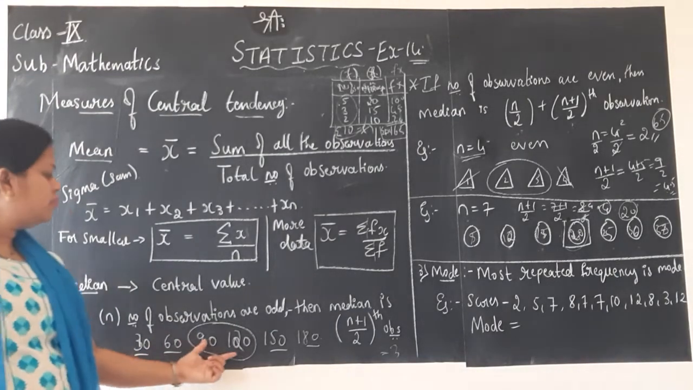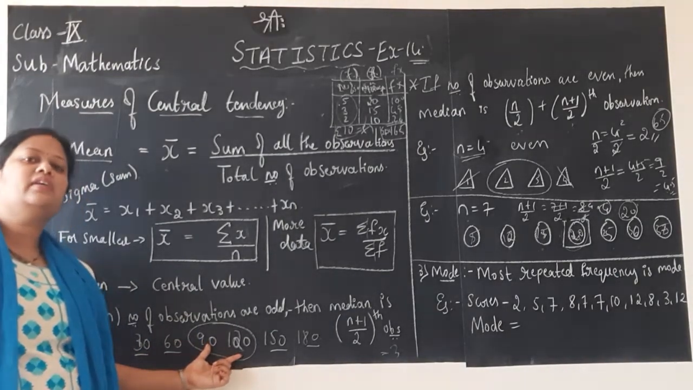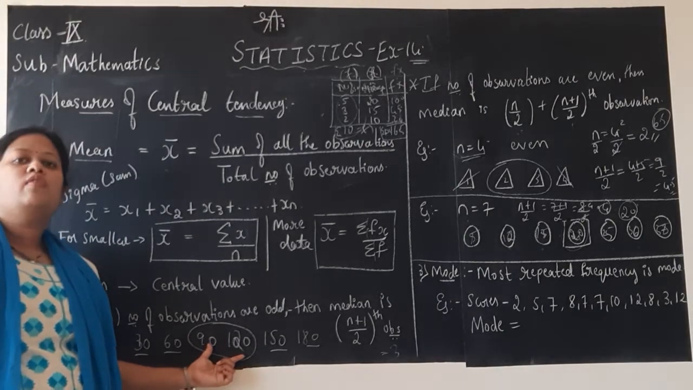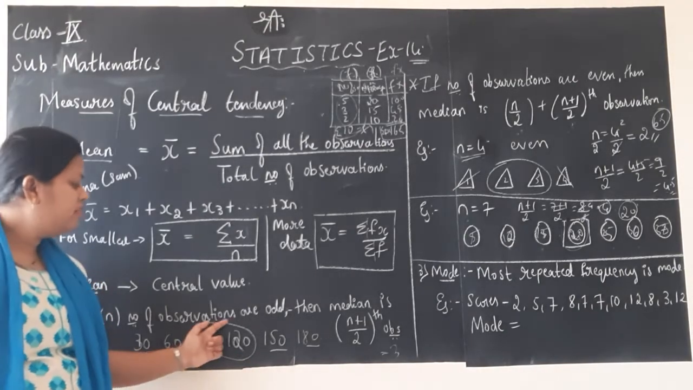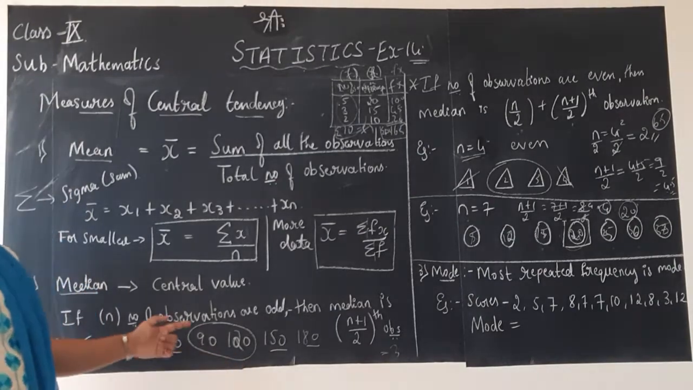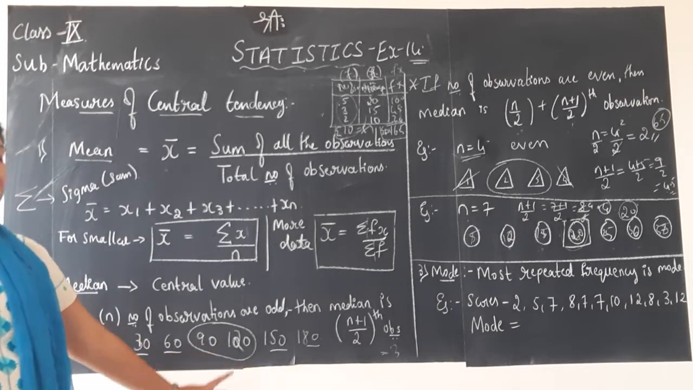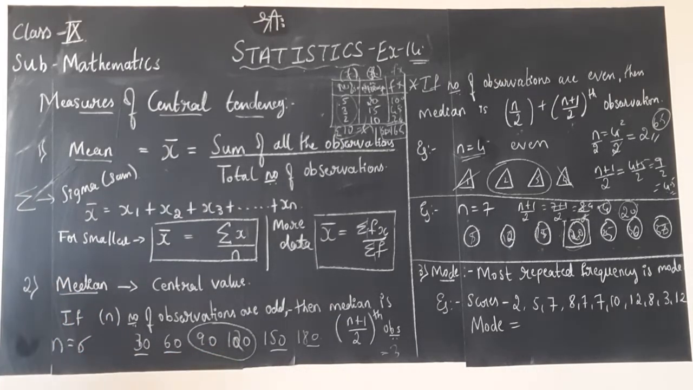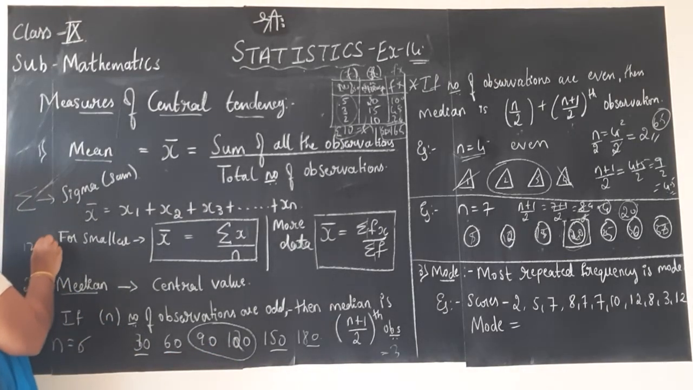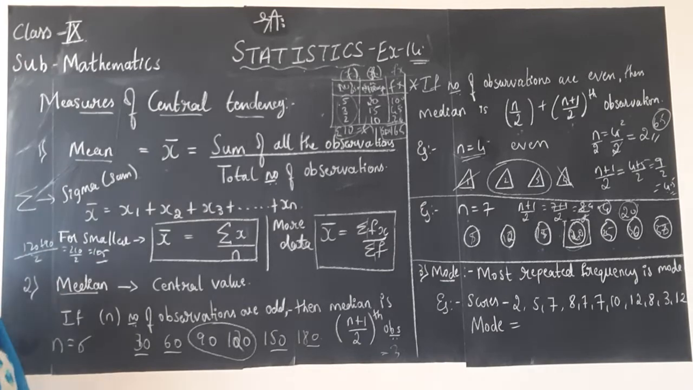So two terms or two observations cannot be said as the median. What we will do is again take the mean or average of these, that is 90 plus 120 by 2. So 120 plus 90 is how much? 210. Sorry, I will write here 210 divided by 2, 105. 105 is the median, you write.